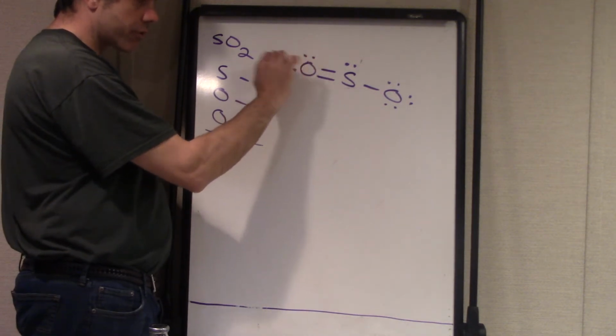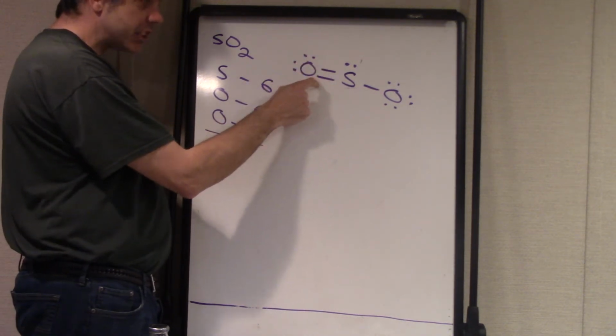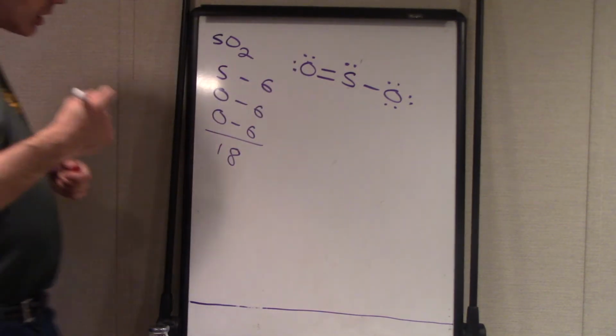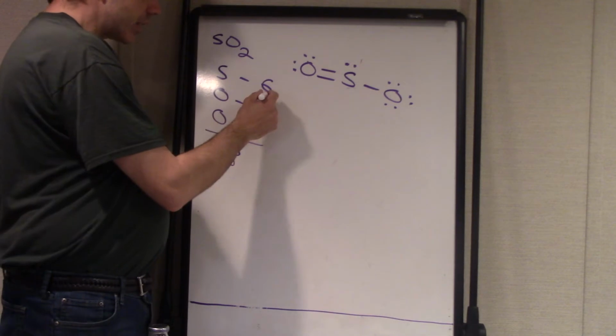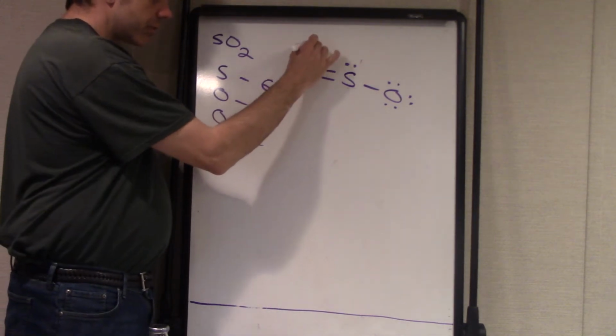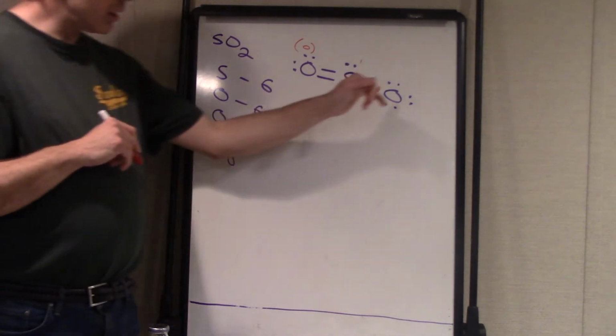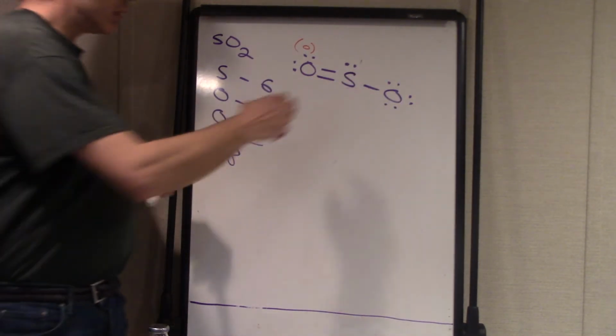So 2, 4 from the lone pairs, 5, 6. This oxygen on the left has 6 formal electrons. That matches the number of valence electrons. So this one still has a formal charge of 0. Let's look at the oxygen on the right though.